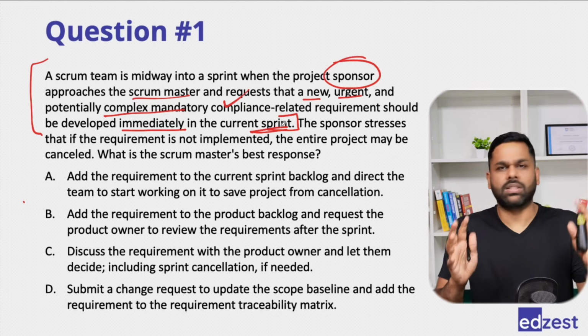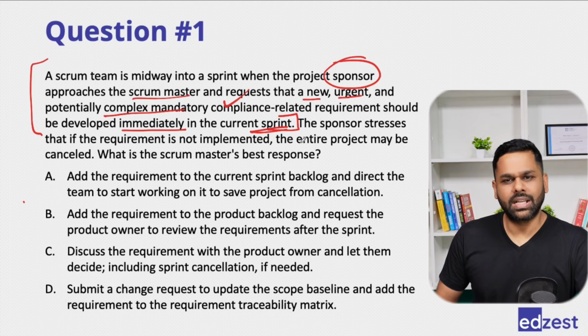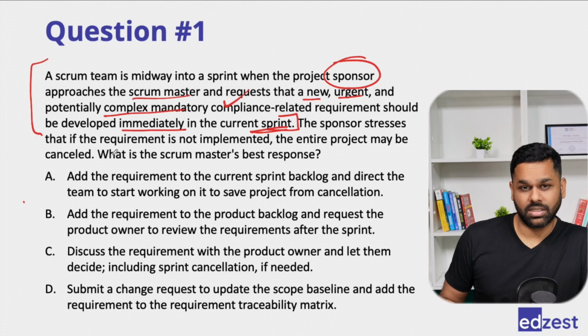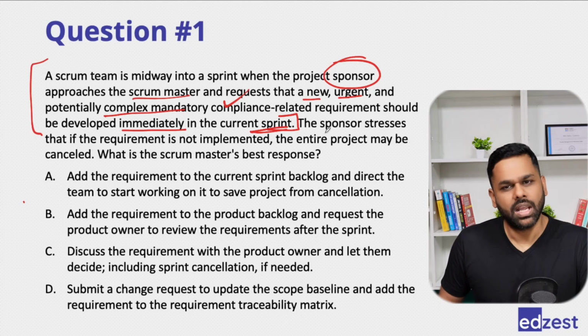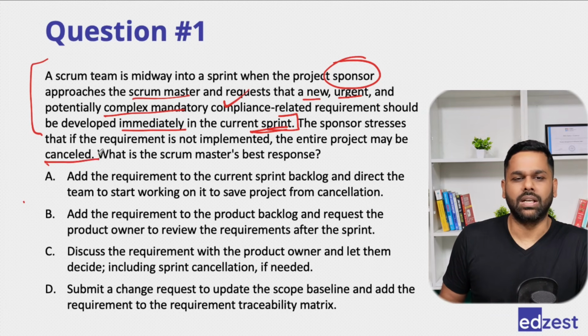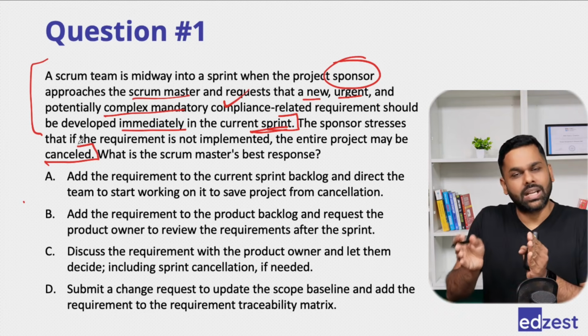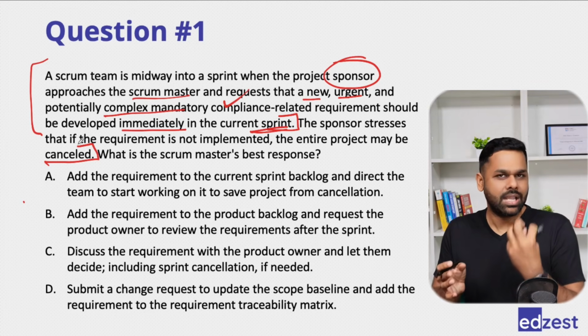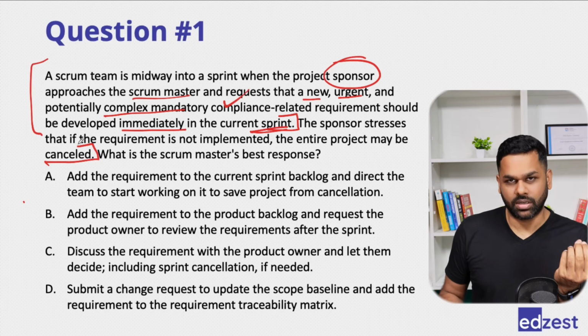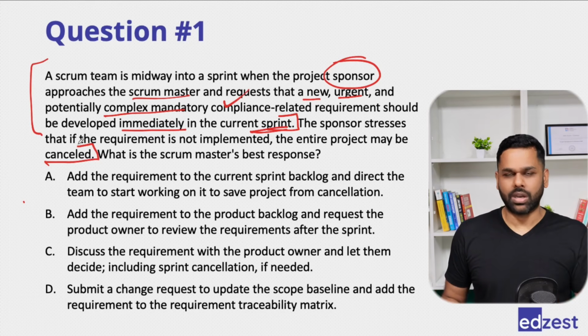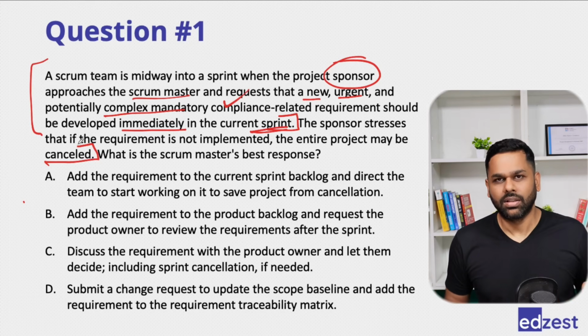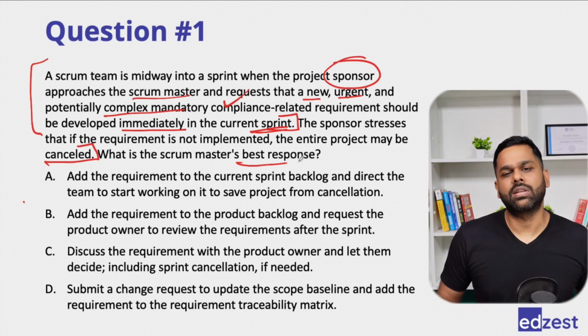Just try to visualize the scenario. Then the second sentence is, the sponsor stresses that if the requirement is not implemented, the entire project may be cancelled. Right? So the second sentence just emphasizes the point that the requirement is very, very important. Otherwise, if you don't do it now, the project will get cancelled. So what is the Scrum Master's best response?